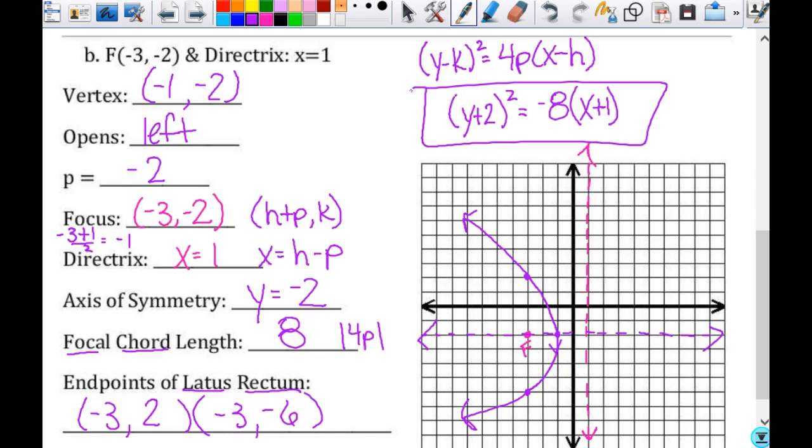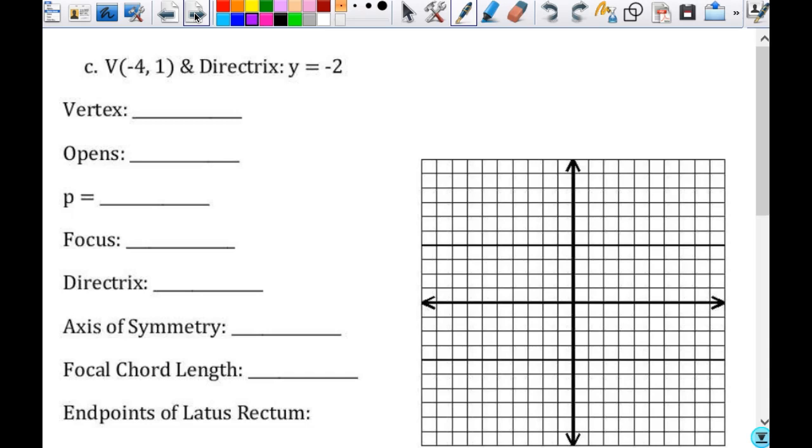Everybody okay with that? We're all good? Yes? Awesome. All right. So in this one, we're given the vertex and the directrix instead of the focus and the directrix. So I'm going to go substitute that in. -4, 1 for the vertex. Directrix, y equals a -2. So -4, 1. That is my vertex. Make sure you're labeling them so you're using the right thing. -2. That is my directrix. Okay.